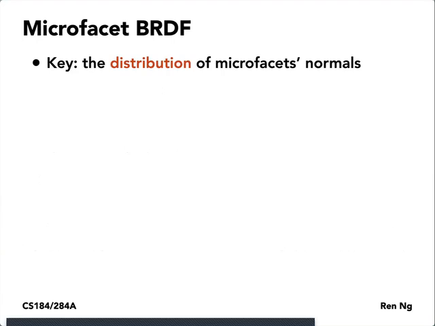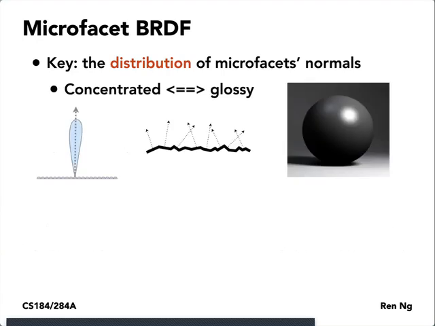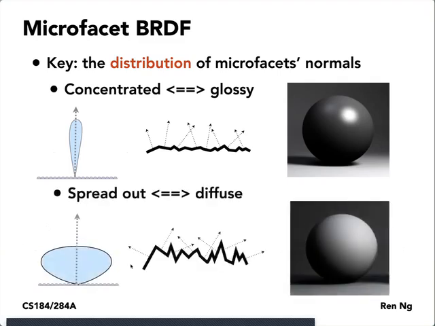So the key, as I've already mentioned, is the distribution of the normal vectors of these microfacets. If you have a very concentrated distribution of normals, such as this picture over here, then you'll get a glossy, pretty shiny material, like you see on the right. If, on the other hand, you have a very spread out distribution of microfacet normals, like the surface is very rough, so that the normals are pointing in a very wide distribution of directions relative to the macro surface normal, then you'll end up with a diffuse reflection, as you see on the right over here.